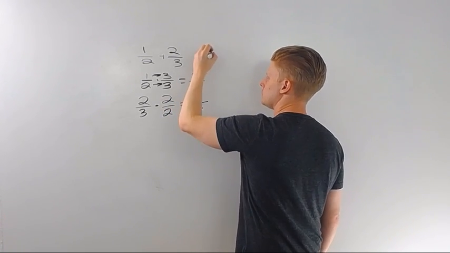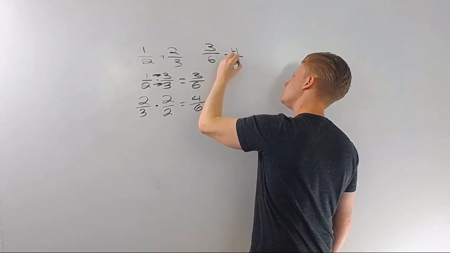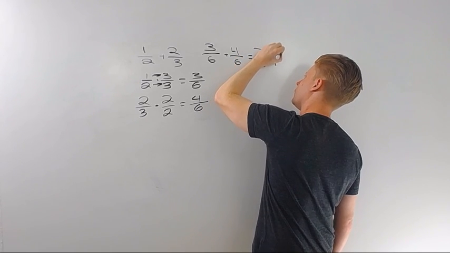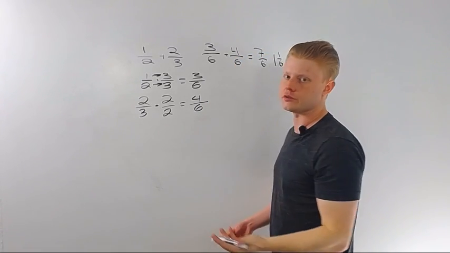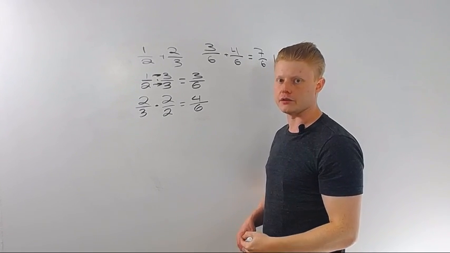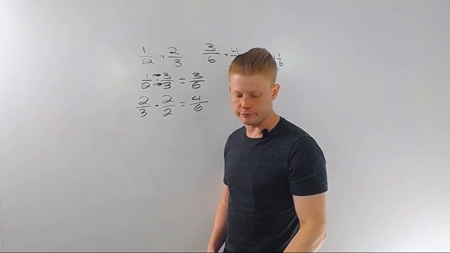Now I can add these two together. 3/6 plus 4/6 is 7/6, or 1 1/6. Now, if we were subtracting, it would work the same way, except we'd end up with negative 1/6. We'd find the common denominator, then execute the operation.